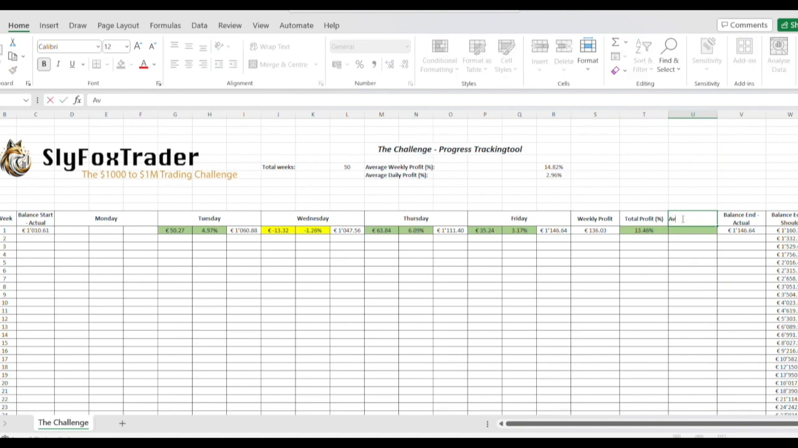So we can even add our average daily profit here. So we have this divided by 4. So we have a daily average profit of 3.37, which is definitely higher than what we had in mind, what our goal was. So we are finishing the week very strong.